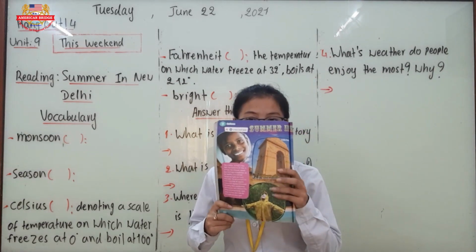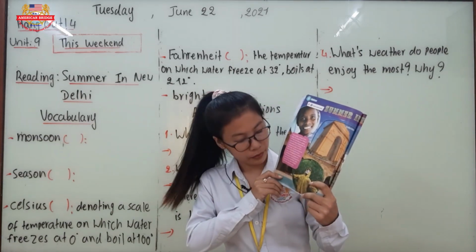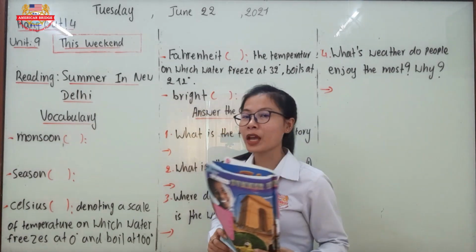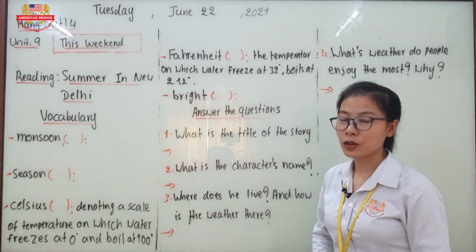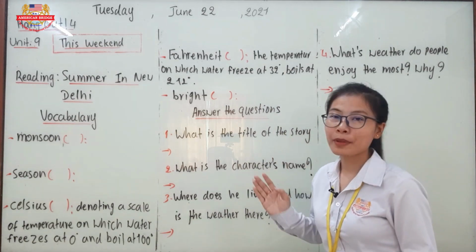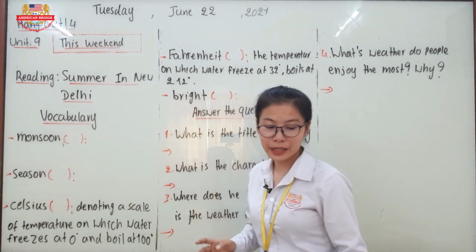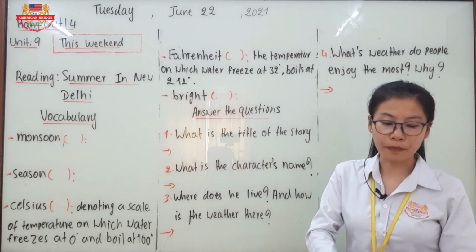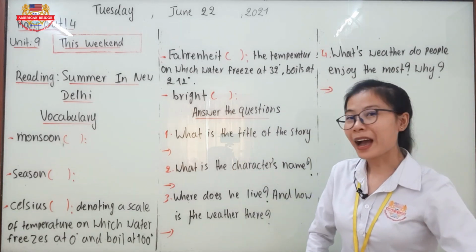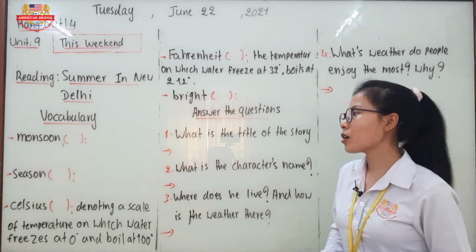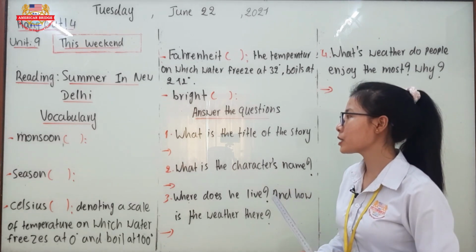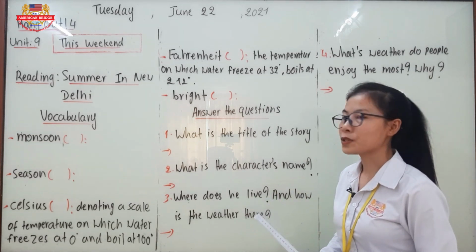Today we just focus on only page 104. In 104, the teacher also picks up some of the vocabulary to teach you, because I think maybe they are difficult for you. So the next one we refer to is the word monsoon.